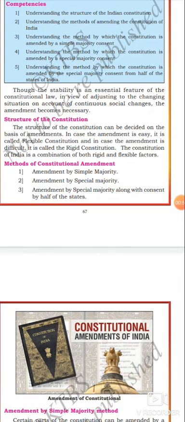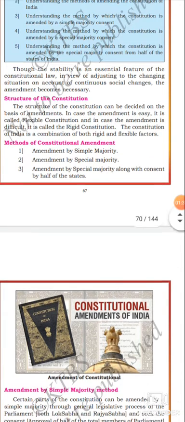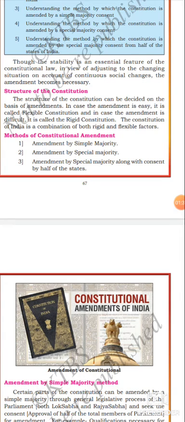Okay. In case the amendment is easy, it is called a flexible constitution, and in case the amendment is difficult, it is called a rigid constitution. Listen, dear students, in case the amendment, meaning changes, is easy, it is called a flexible constitution. Got it? In case the amendment is difficult, it is called a rigid constitution. Rigid means difficult. The Constitution of India is a combination of both rigid and flexible factors.